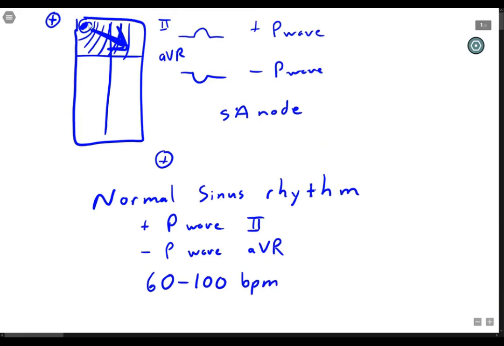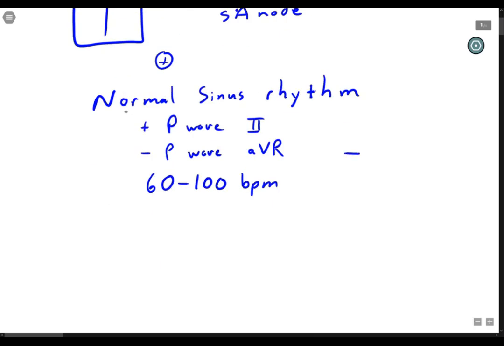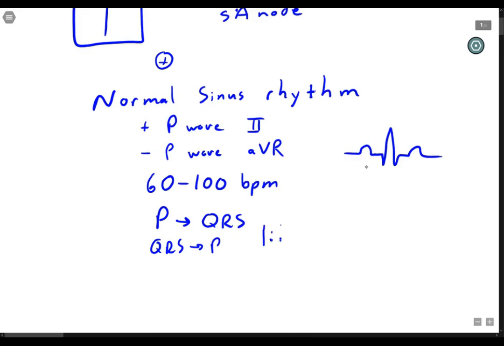Well, when the SA node fires and the depolarization goes to the atria, it will then go to the AV node, bundle branches, into the ventricles, and then you get a QRS complex. So anytime you have a P wave, you should have a QRS complex to follow it. And likewise, this QRS complex only has one P wave. So this would be a 1-to-1 ratio. One P wave for every QRS complex, one QRS complex for every P wave.